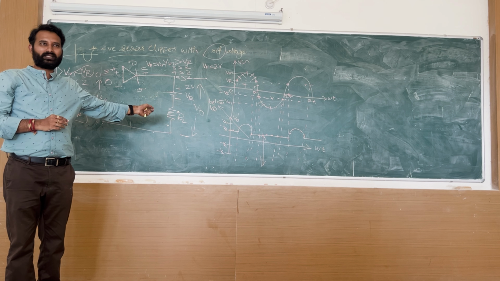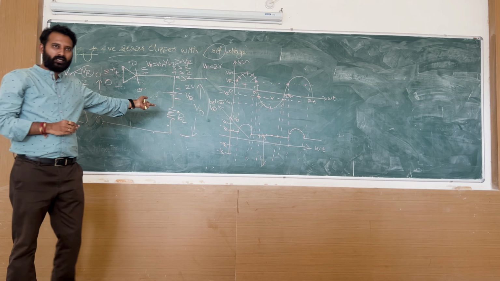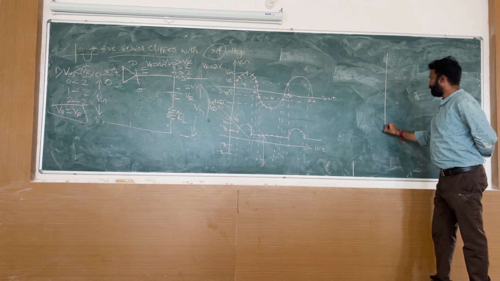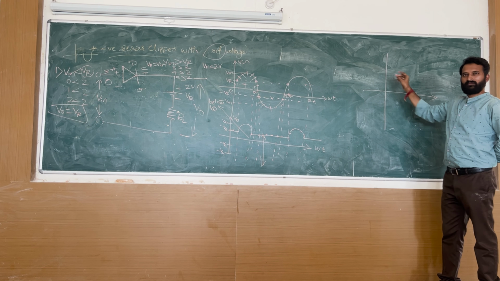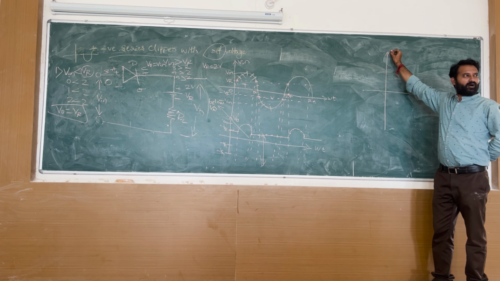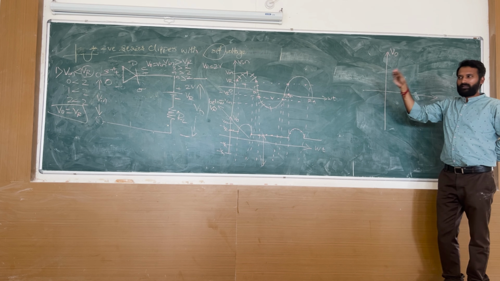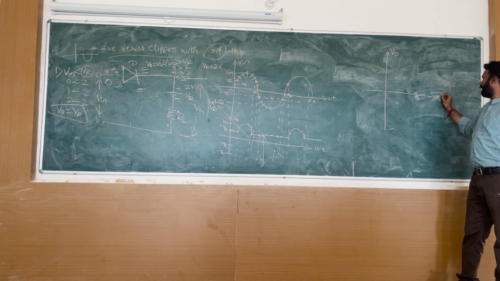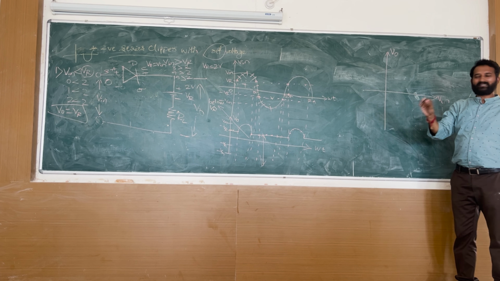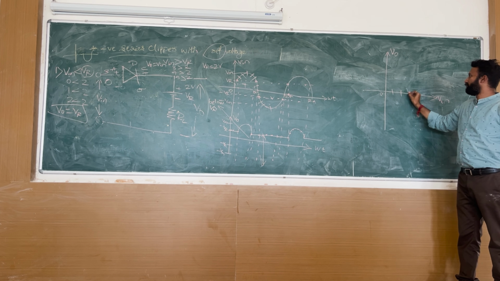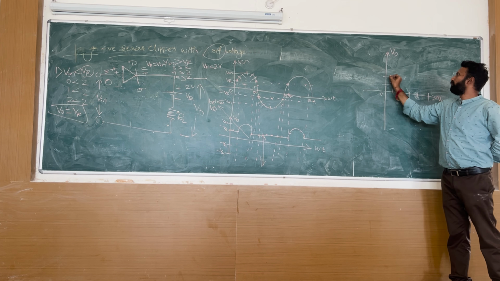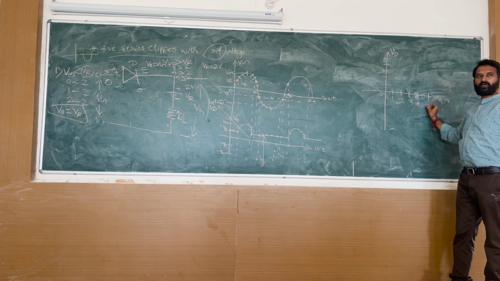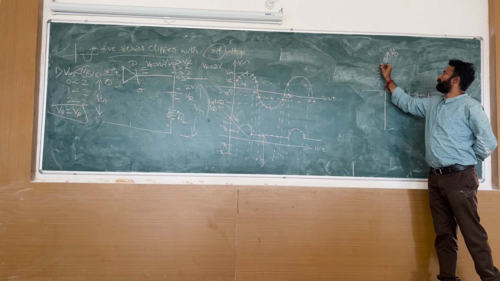I did not draw the transfer characteristics yesterday. Let me draw that. How will you draw transfer characteristics? What is your y-axis? V out. I drew this in the previous topic. What is your x-axis? V in. What is the maximum range? 0, 1, 2, 3, 4, 5.